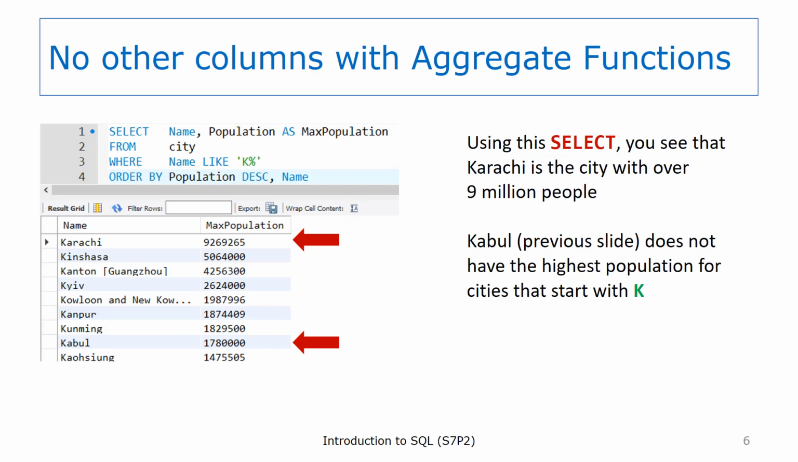In this example, you can use a statement like what is shown on the slide to see the population values for the cities that begin with K. Using the result shown here, you can see that the previous slide's select is incorrect.